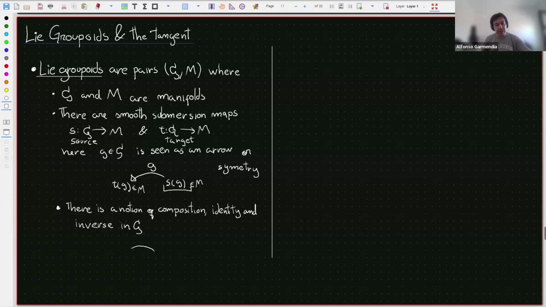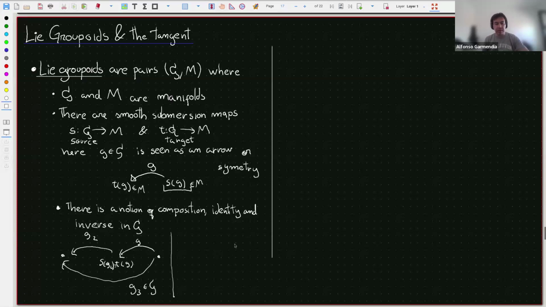This is that if I have an arrow that ends here in T of G, and another arrow that starts in the same element, I can compose it and have another arrow that starts where this one starts and ends where this one ends. And that will also be a third arrow in G. That will be the composition.